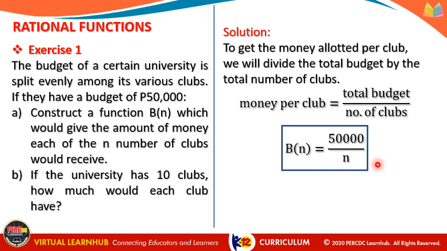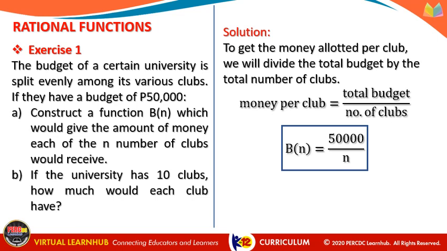Makikita natin dito na the money received per club is inversely proportional to the number of clubs. Siyempre, kapag mas madami yung clubs na maghahati-hati, mas maliit ang makukuha ng bawat club. So, pwedeng ipa-analyze sa inyo yung function na nakuha natin. Anyways, we're done with the first question.